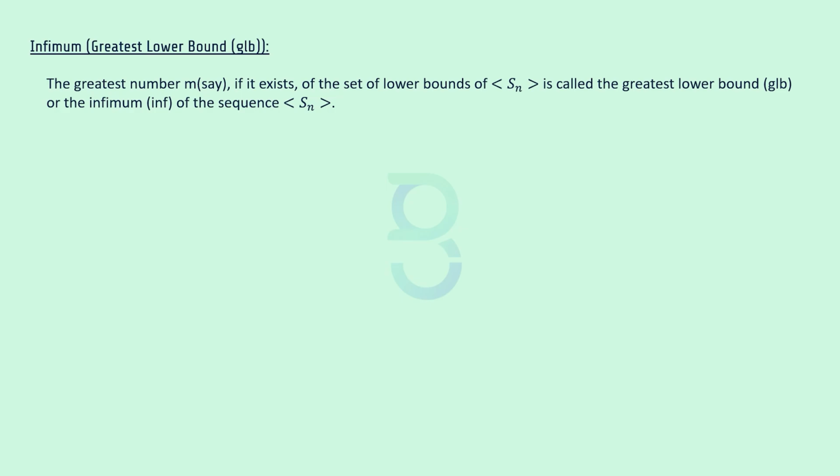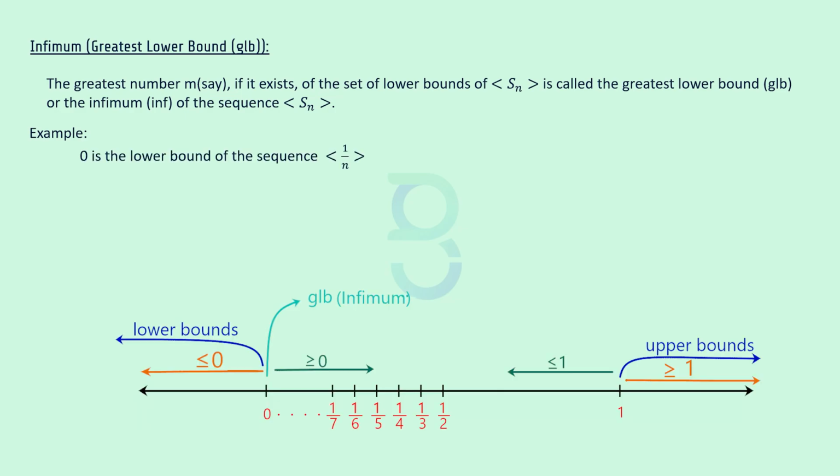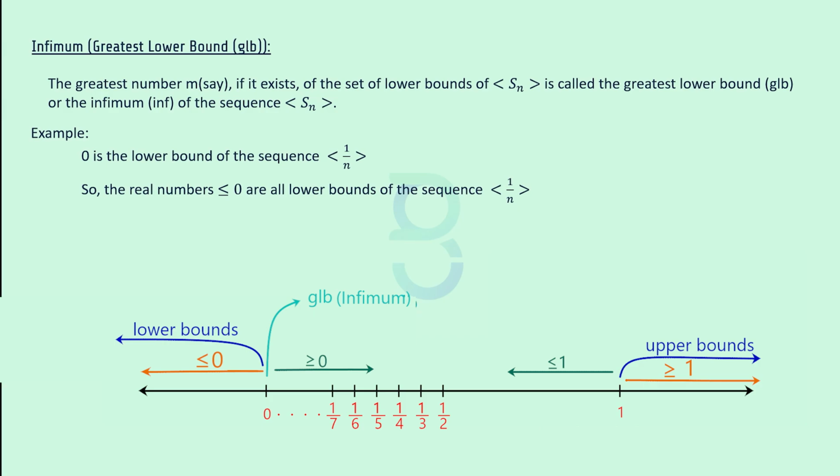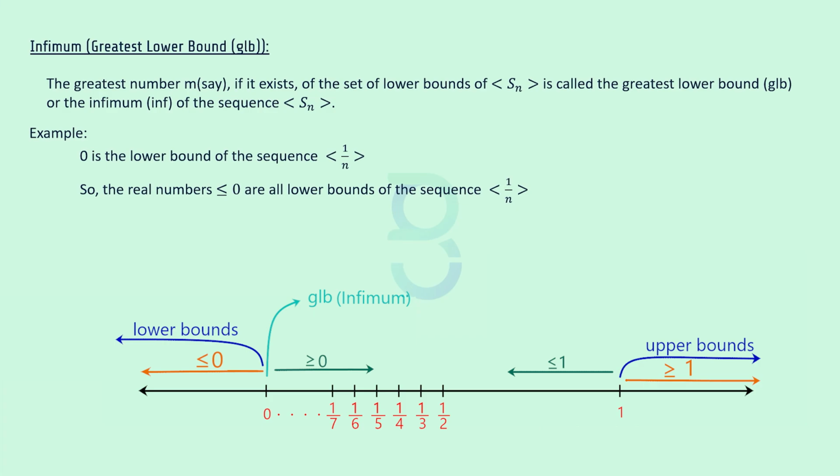Example. 0 is a lower bound of the sequence 1 by n. So, the real numbers less than or equal to 0 are all lower bounds of the sequence 1 by n. Here, 0 is the greatest number out of all lower bounds. So, the infimum of the sequence 1 over n is 0.